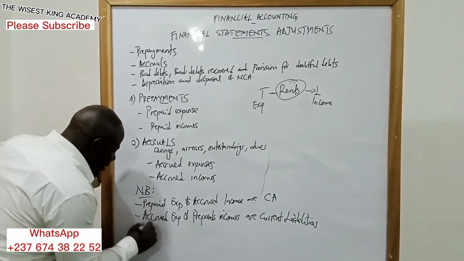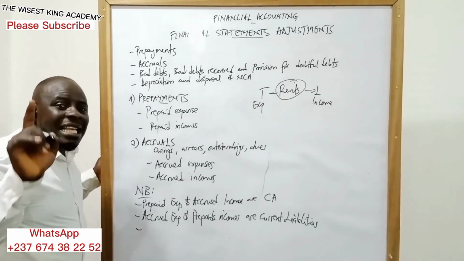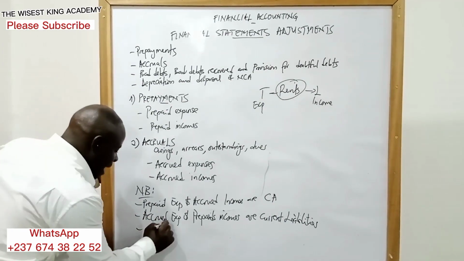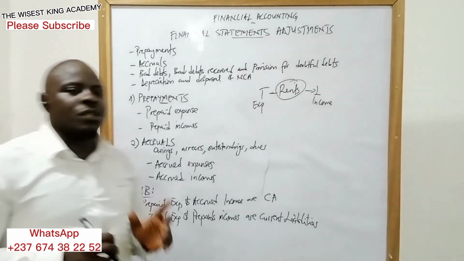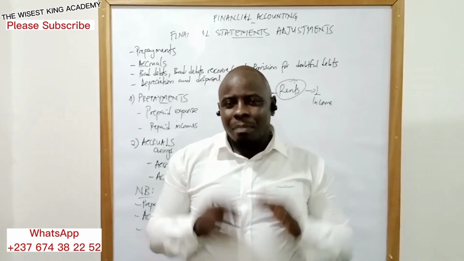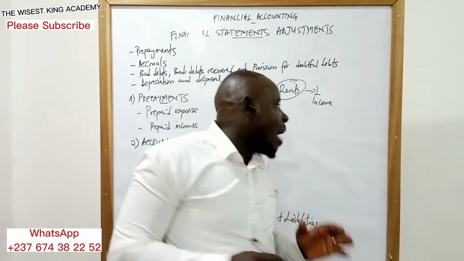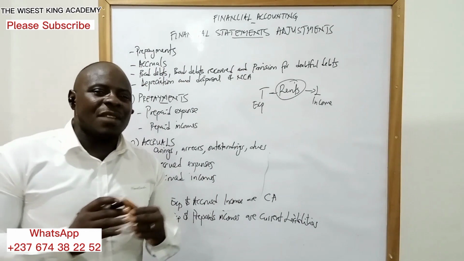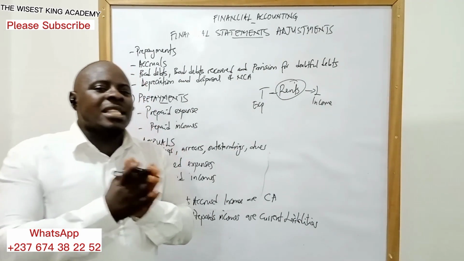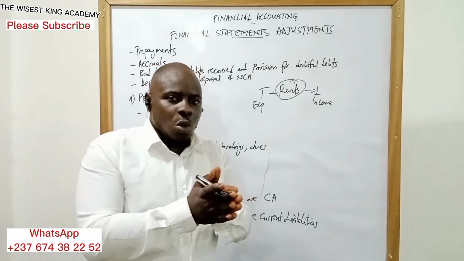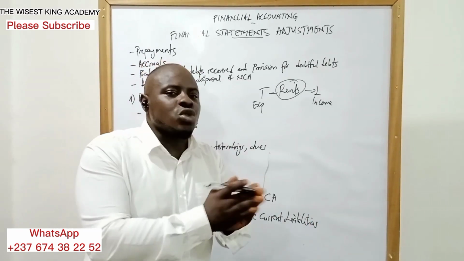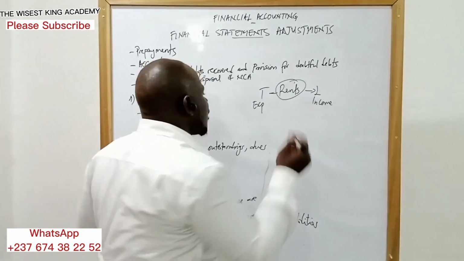Now, the last thing is prepayments in the income statement are subtracted. Meanwhile, accruals in the income statement are added. Very, very important. Now, if prepayments are given at the beginning and at the end of the period, how can we calculate the expense due to be charged to the income statement, or the income due to be added to the income statement? Now let's look at this account.